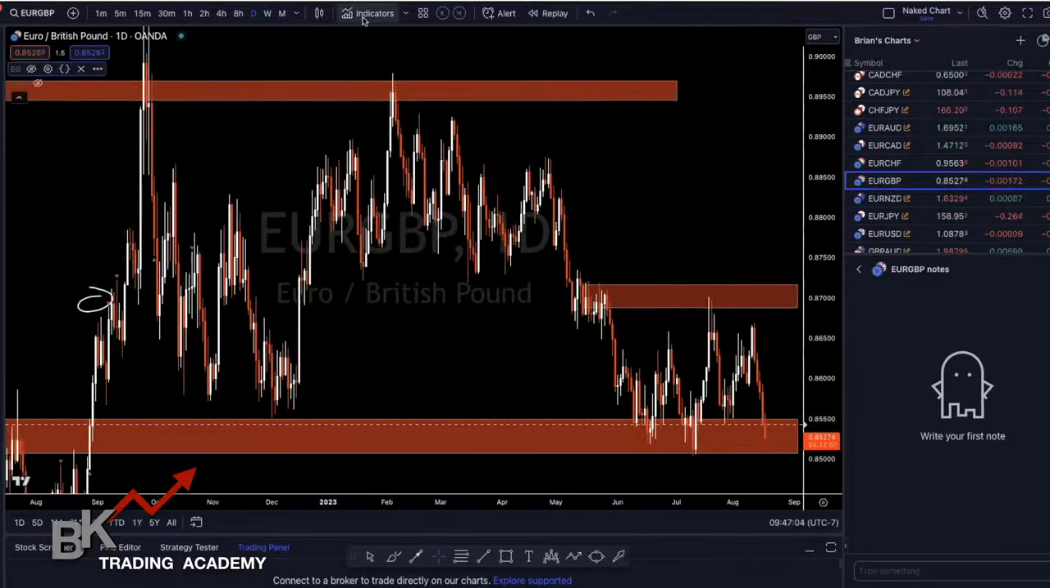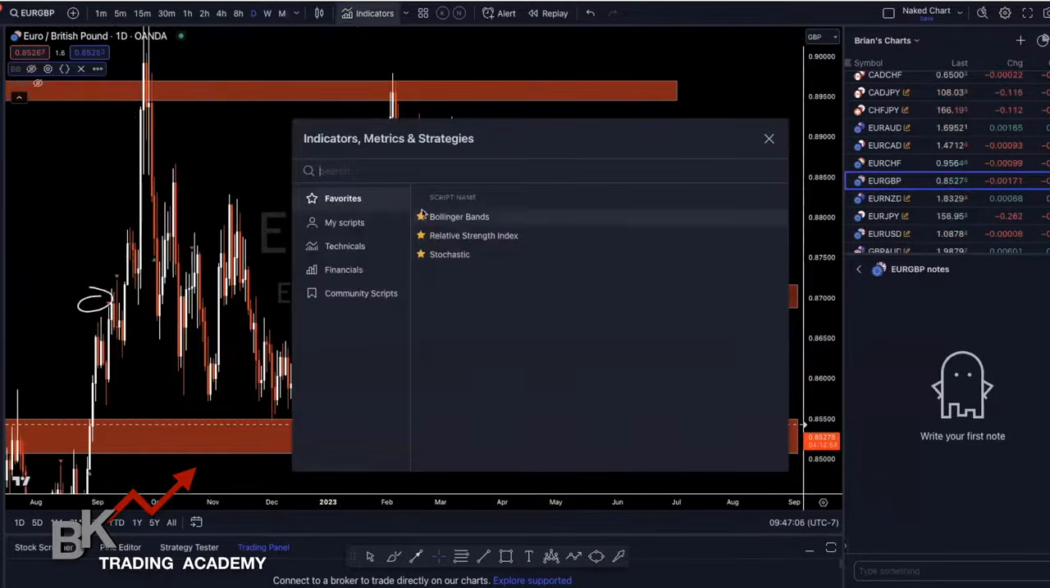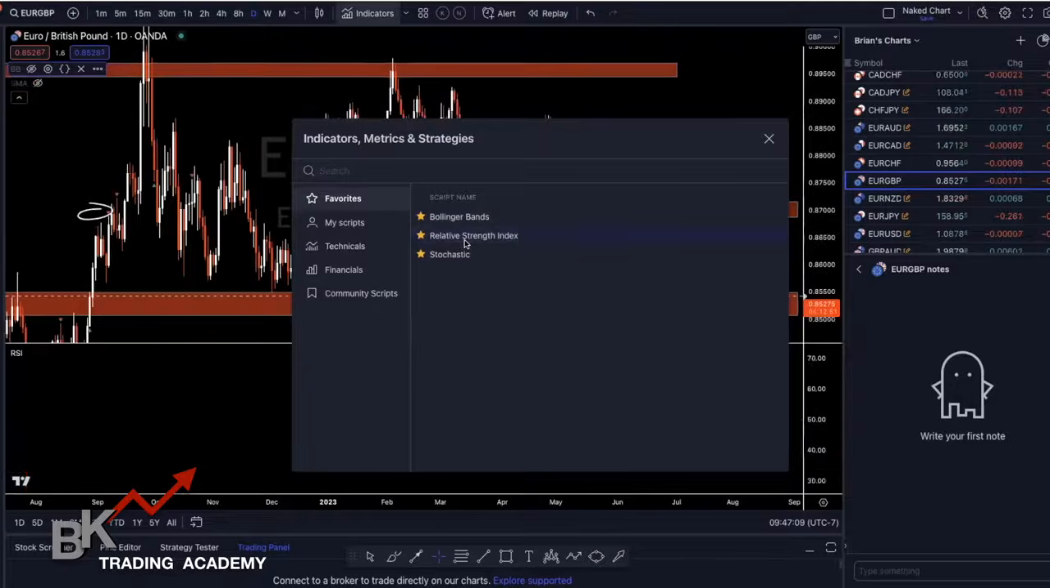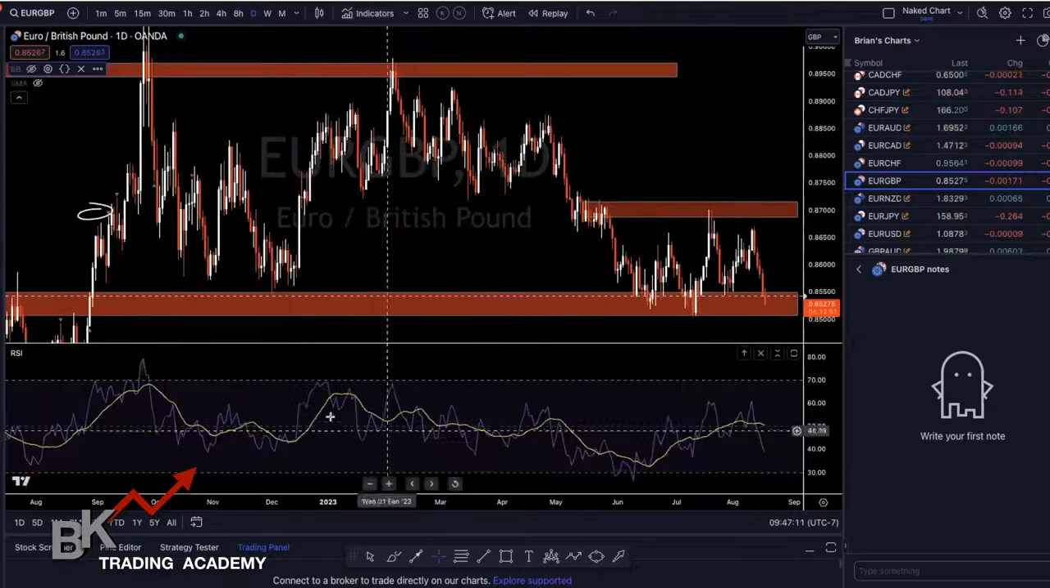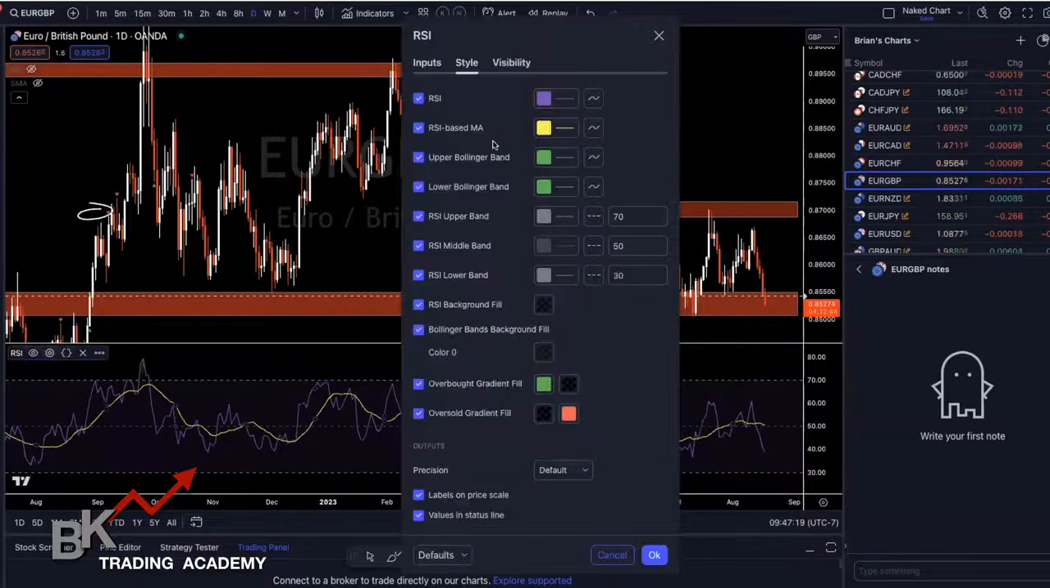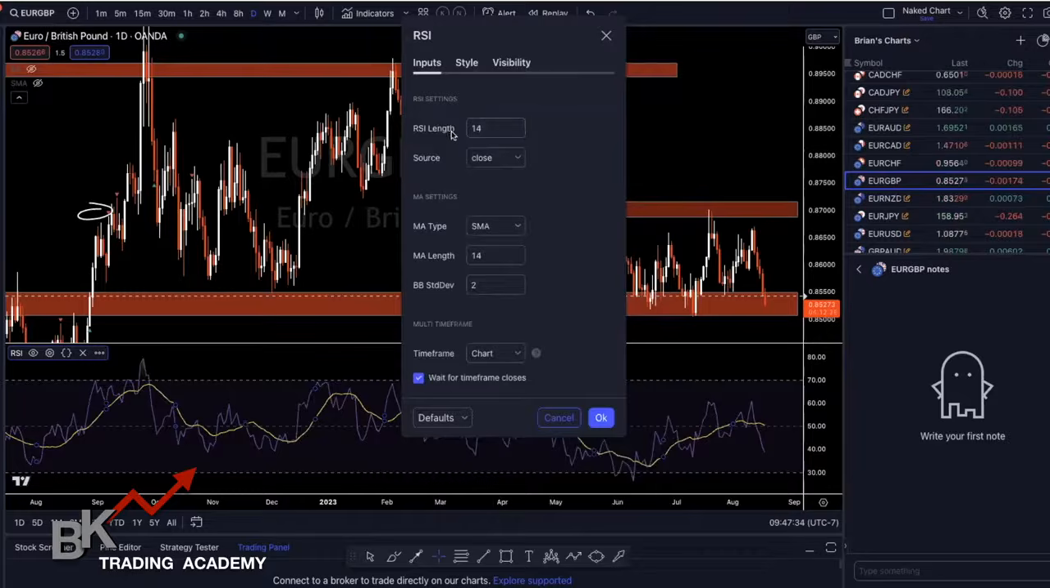All right, so what you'll do is click indicators here and click Relative Strength Index. You will see it right here below. If you click the settings tab right here, this will pop up and you can change the colors of your bands or whatever you like. I just have a purple and gold here. For my RSI length, I have 14. The source is close. And my standard deviation I have listed as 2. So you can set this the way you want to.